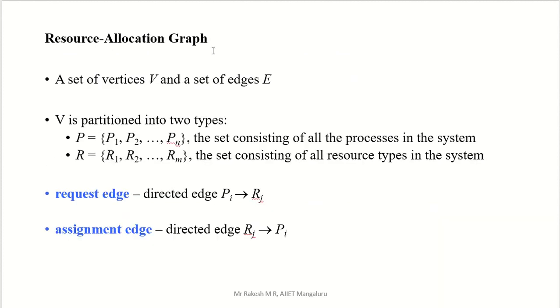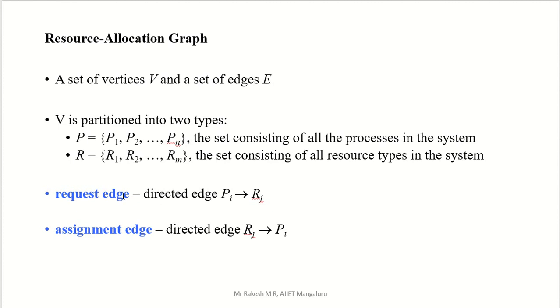Resource allocation graph is another concept. What is the resource allocation graph? A set of vertices V and a set of edges E. V is partitioned into 2 types, P and R. What is P? The set of processes. What is R? The set of resources. A set consisting of all processes in the system, that is P. A set consisting of all resource types in the system, that is R. So P and R are included in V, vertices. What is E?